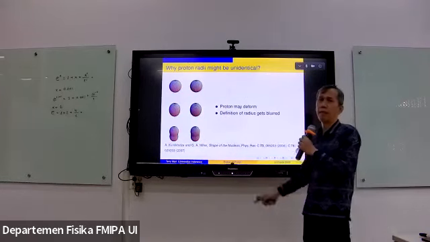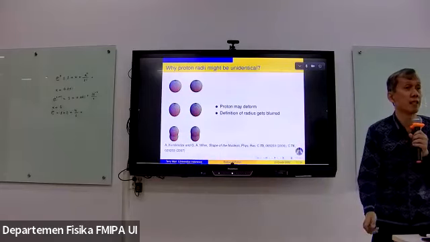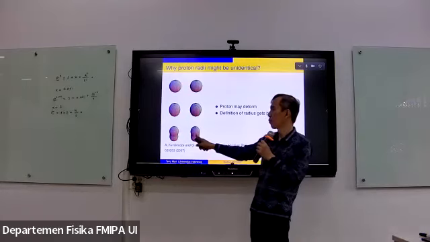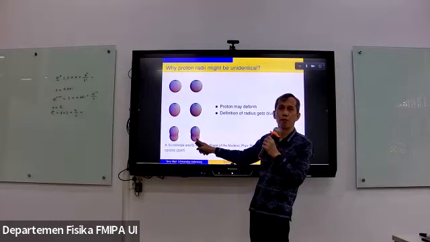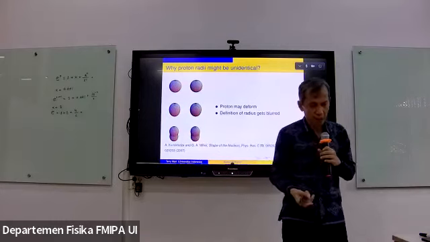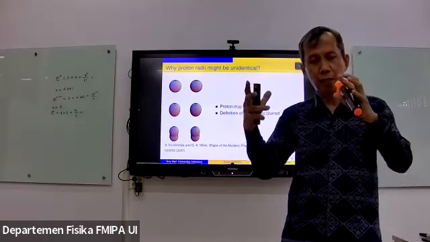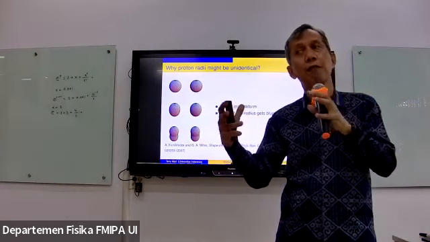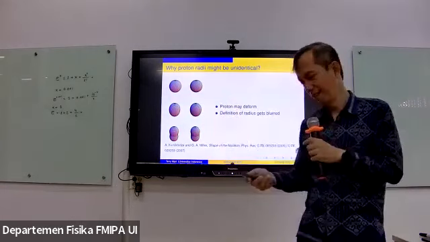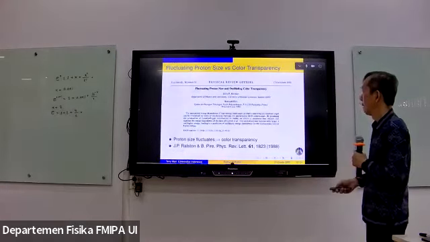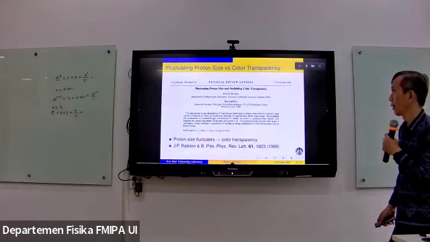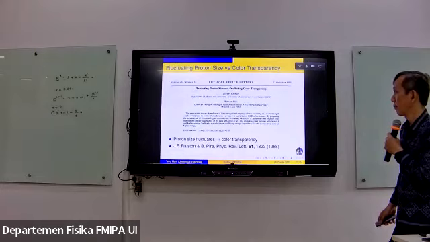If the proton may deform, then the definition of radius gets blurred. How can you define the radius of the proton if the proton has this form? So our assumption is that when experimentalists measure electron-proton scattering, the protons have different radii. Okay, this is also another calculation which supports the assumption that the proton radius is not unique.